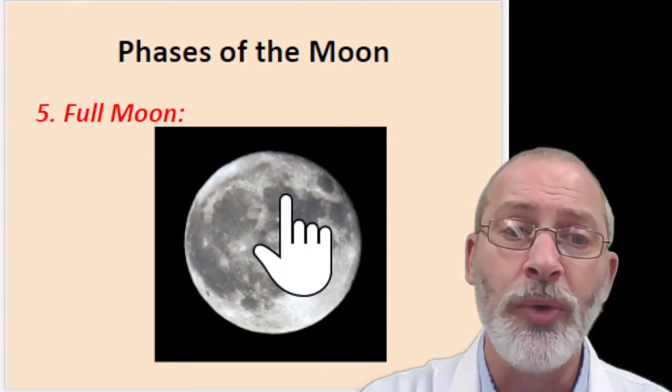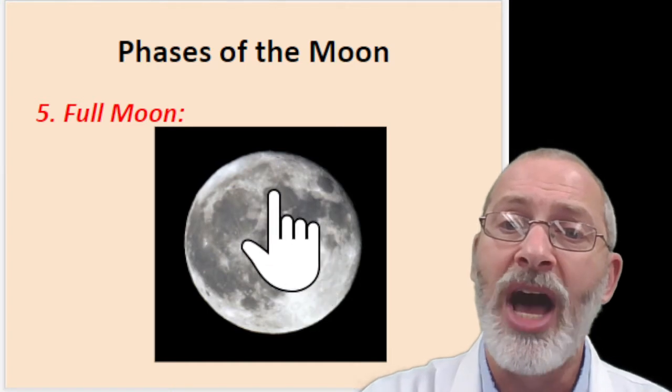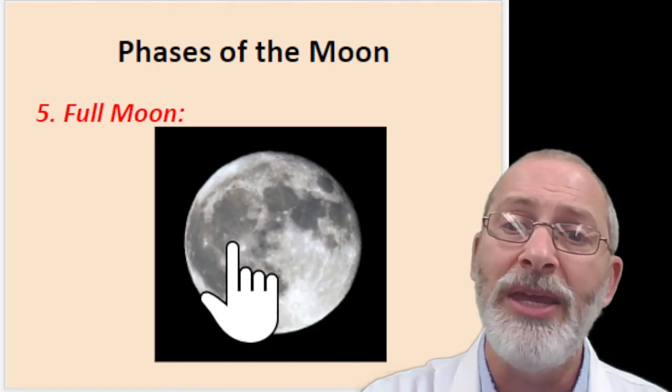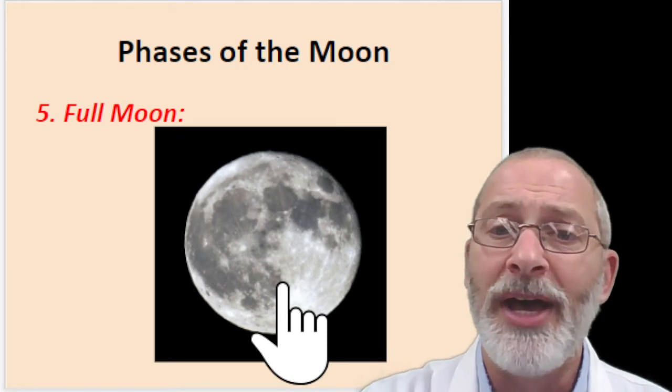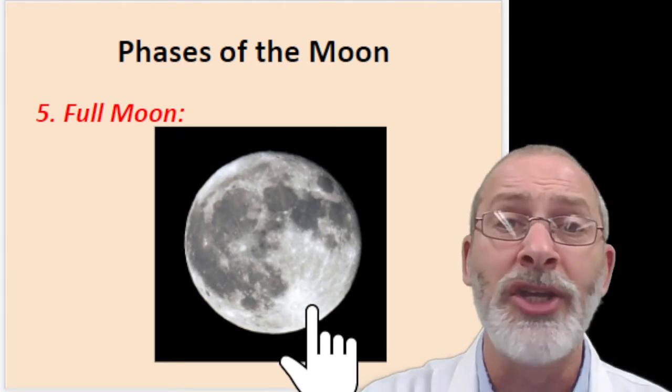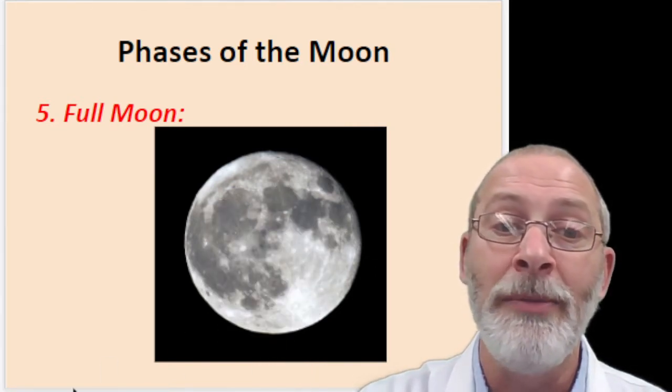Some cultures in the world actually see the man in the moon. Here's an eye here, and a big eye here, and a mouth here. It's like a strange face that you might see on a snowman. But many people see the man in the moon.